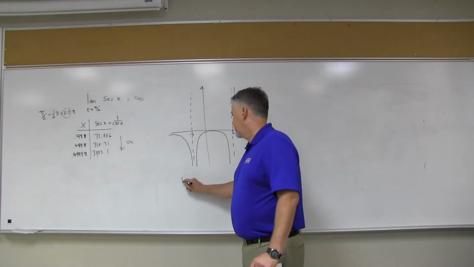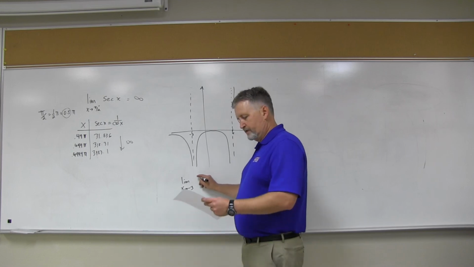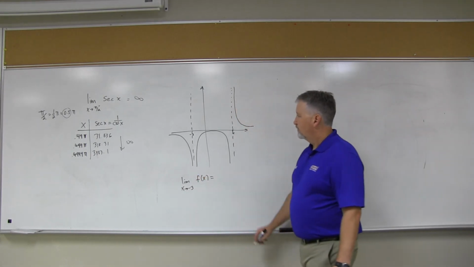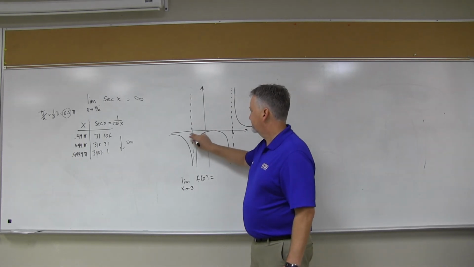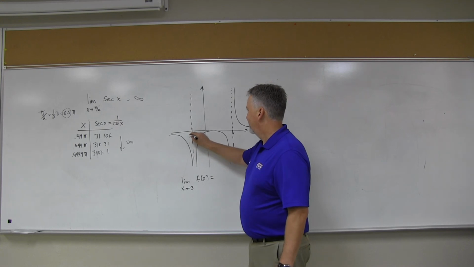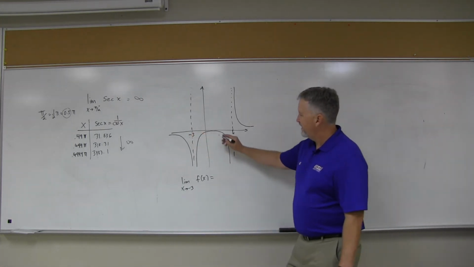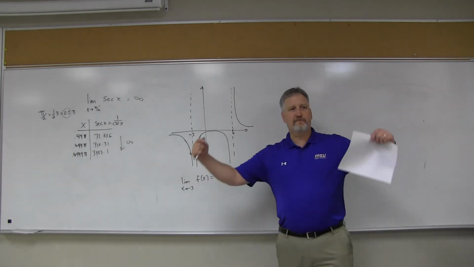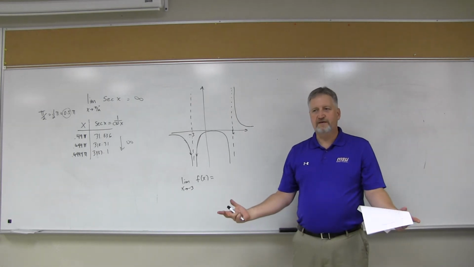Because what's my limit as x approaches -3 for this function? Well, as x approaches -3, that's supposed to be a -3 there, by the way. What's happening? Well, from the left, we're going here. From the right, as we approach -3, we're going there. What are they both doing? They're headed down to negative infinity, right?